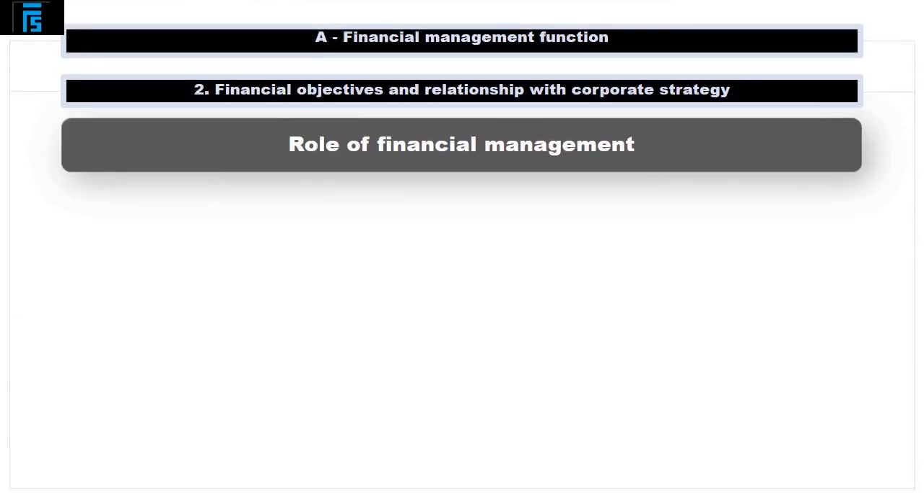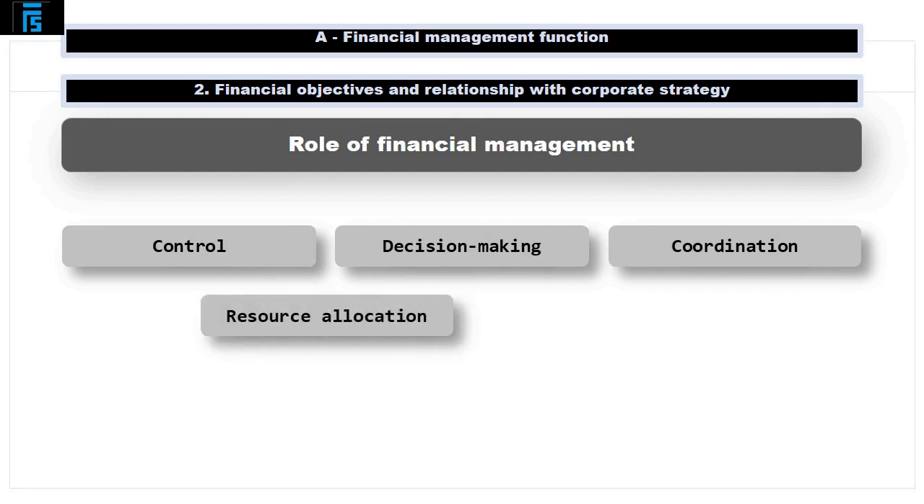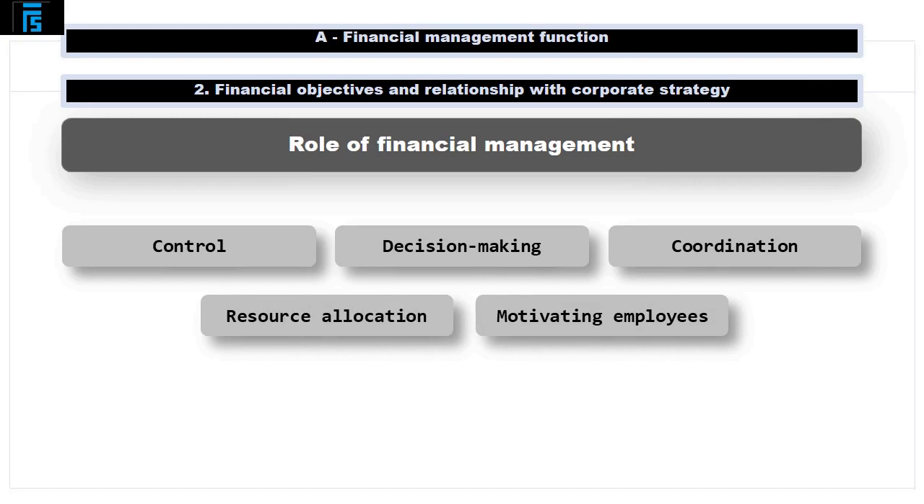The role of financial management. If you are asked to define management or what managers do, you are likely to come up with terms such as control, decision-making, coordination, resource allocation, motivating employees, etc. Whilst these are all valid terms, what do they actually mean? In other words, what or how do we control? How do we know what decisions to make, etc.?